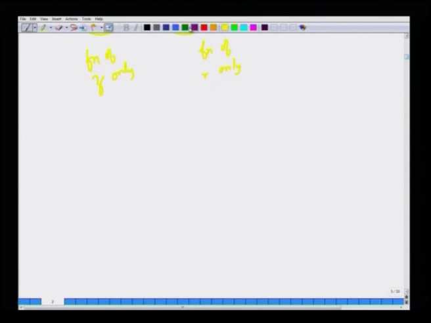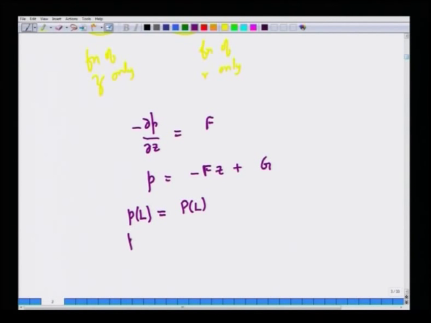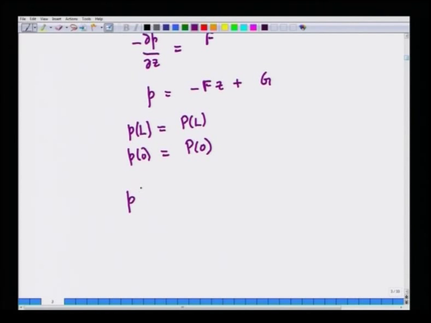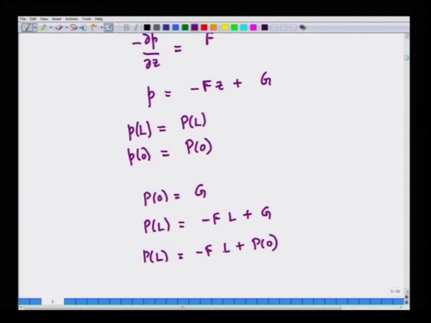So, what is that constant? Minus partial p partial z is some constant, let us say f. So, p is minus f times z plus some other constant, let us say g. We can fix these two constants by saying that p at z equal to l is p l, and p at z equal to 0 is p 0. So, p at 0 is g and p at l is minus f times l plus g. So, p l is equal to minus f times l plus p 0. So, f is nothing but p 0 minus p l divided by l.